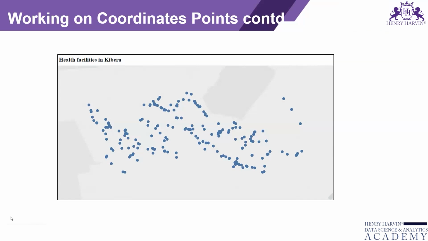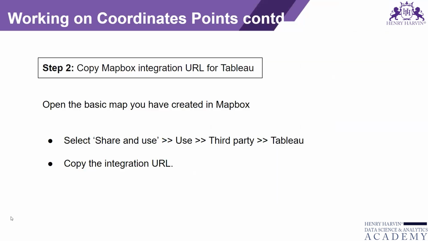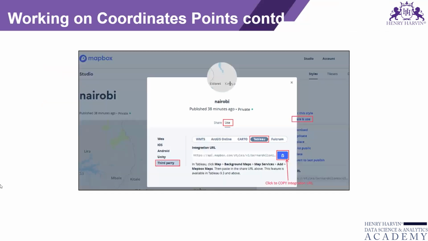So if you have a data set with latitude and longitude, you can experiment with this. Now what we can do is copy the Mapbox integration URL for Tableau. There is an outside third party tool called Mapbox. If you have a personal account on Mapbox, you will get a specific URL. Suppose you want to publish this map visualization onto Mapbox for other people to see, you can copy that URL and paste it into the map. There is an option in Tableau, you can click on Mapbox here.